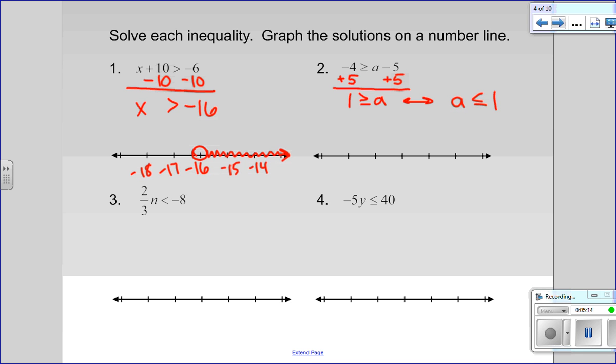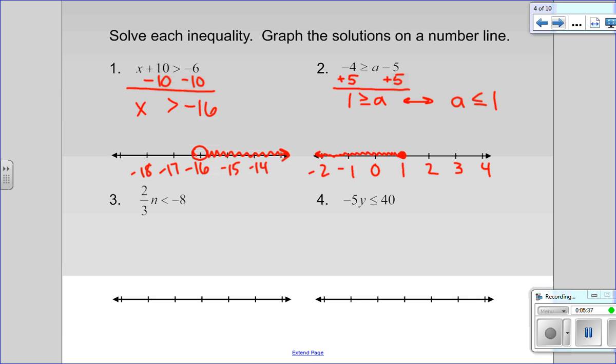Let's graph that. Let's make our number line of 1, 2, 3, 4, 0, -1, -2. This time put a closed circle at our 1 and shade all of the values less than 1, because these are our solutions.